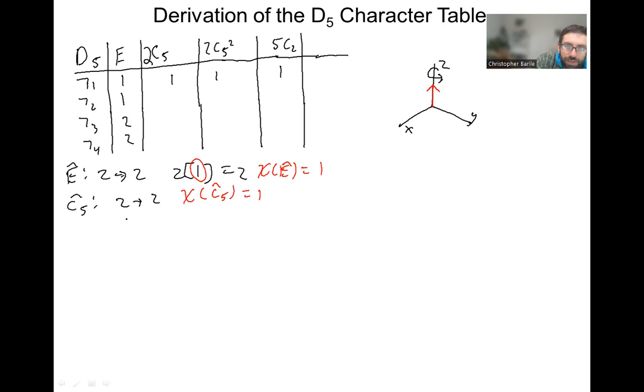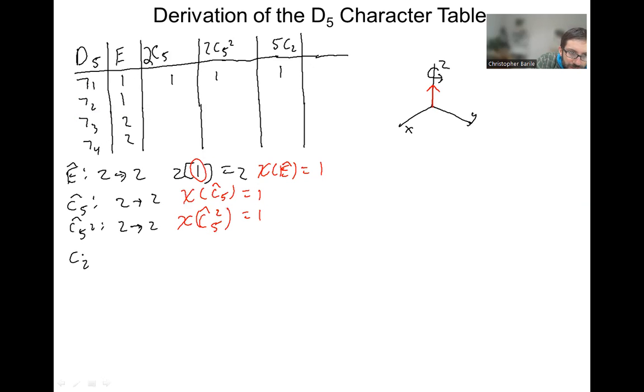All right, what about the C5 twice? Again, not interesting. We're doing just a 144-degree rotation, but again, that's going to be z going to z. And so the character of the C5 twice operation is going to be equal to 1.